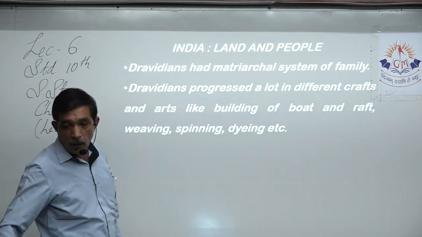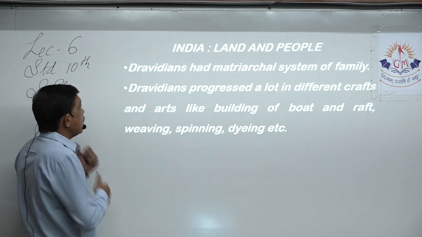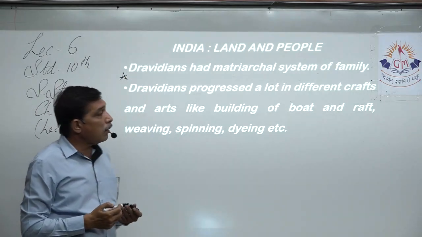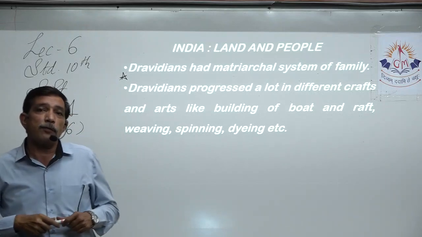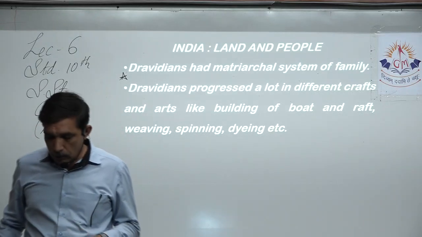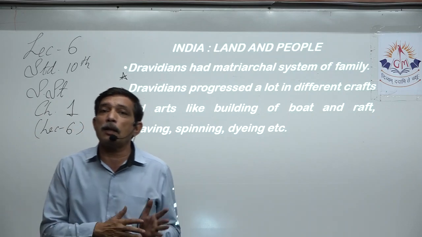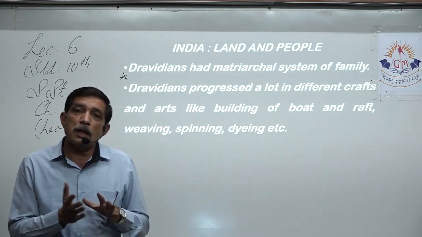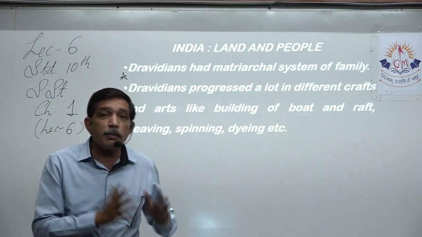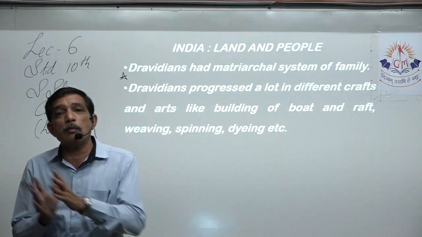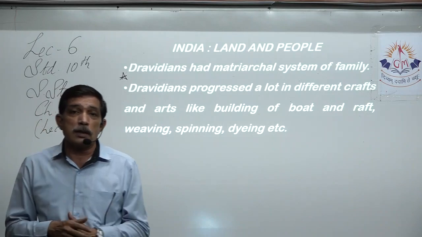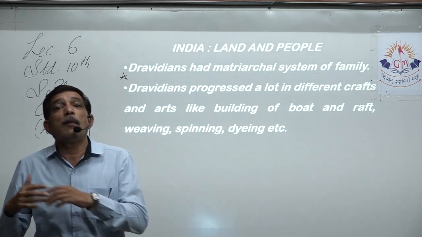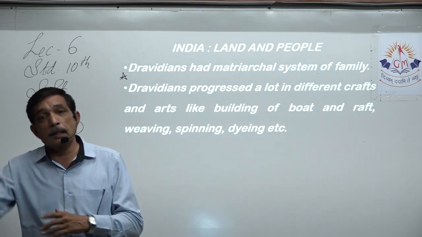Dravidians, very, very important point, and I'll mark this as special. Dravidians had matriarchal system of family. Now we have two things, maternal uncle and paternal uncle, that you know, right? Maternal uncle means an uncle belonging to the mother's side. Paternal uncle means an uncle belonging to the father's side. Father's brother, what do we call him? We call him paternal uncle.